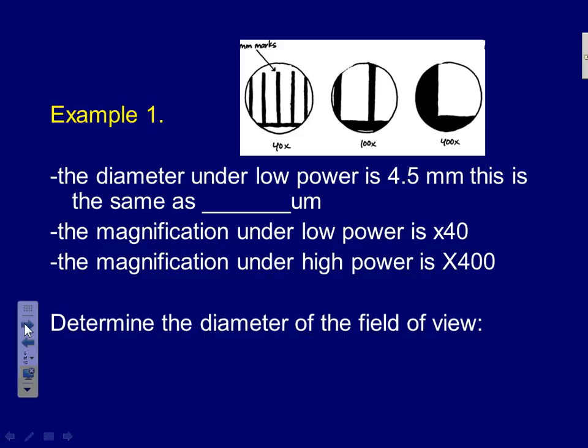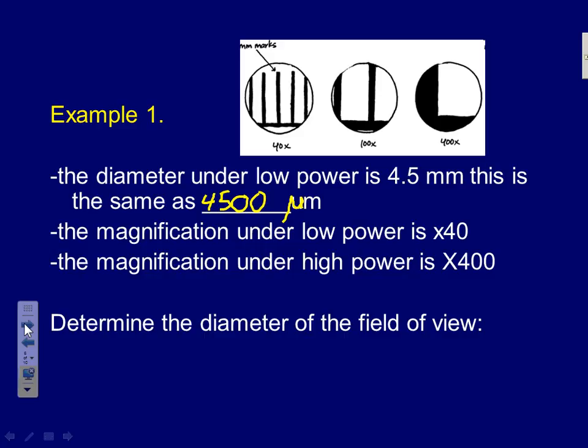The diameter under low power is 4.5 millimeters. Okay? I said 5, but I agree, 4.5 is pretty good. It's about 4.5. This is the same as blank micrometers. Remember yesterday, how many micrometers did I say were in a millimeter? No, it wasn't 10. 1,000. So 4,500. This is the same as 4,500 micrometers. So under low power, for this example, it's 4,500 micrometers.